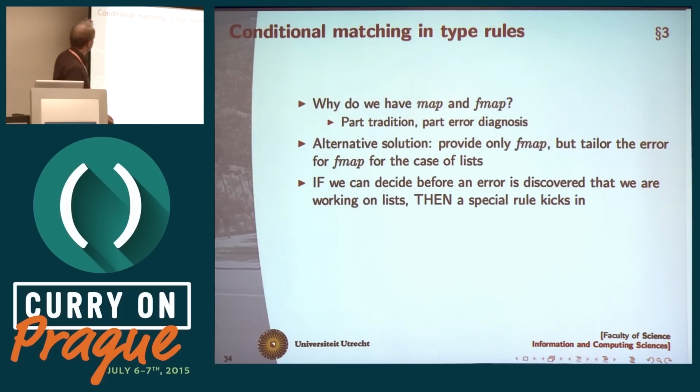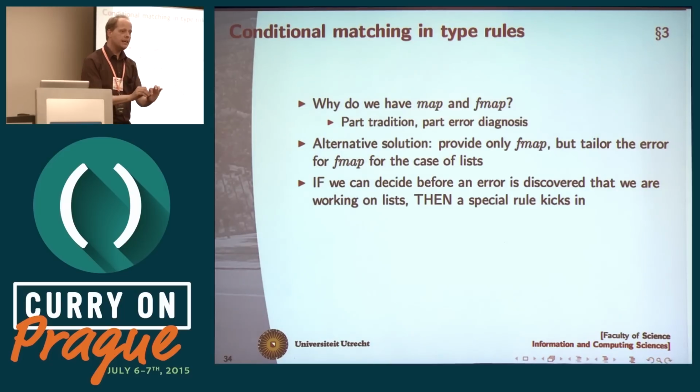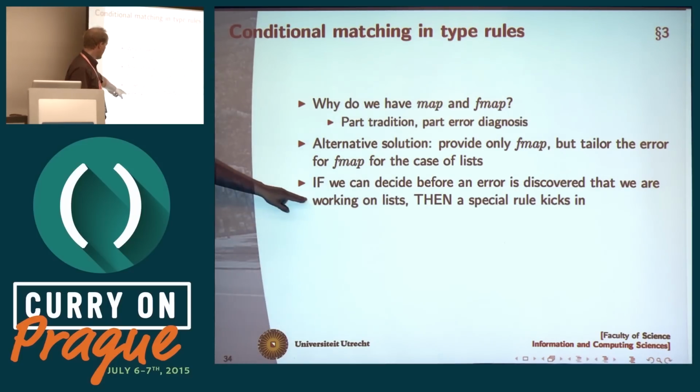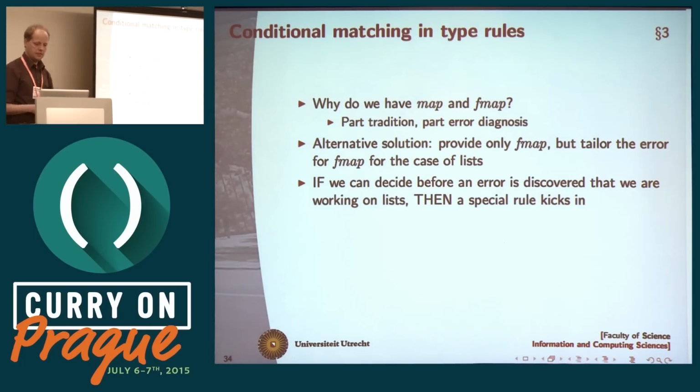So we introduce conditional matching in type rules to make sure that you don't have to keep it around. You can just have tailored error messages for map in case the type class instance happens to be a list. You can also have something similar, for example, that you can introduce monad comprehensions back into Haskell, because you can tailor the error messages for list comprehensions in Haskell with these rules. Now, there's much more to it, we have a whole paper about this, but I can't cover that here. But the idea is that if you can decide before an error is discovered that fmap is working on lists, then a special rule will kick in and tailor the error message for lists and talk about lists.